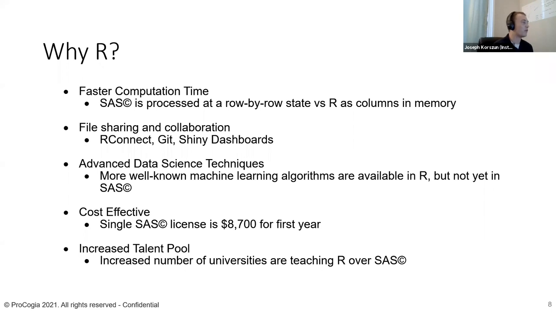And then the fourth bullet point, right? It's cost-effective to have an open source software, right? So just a single base license for SAS, this may be an old estimate, was about $8,700 for the first year. And that goes down with time. However, it's still an additional cost, and that's only for a single user license, right? So it does add up, right? And you could have some very powerful servers set up for an open source system for that kind of cost, for one user at least. And then again, there's the increased talent pool. So a little bit about my background, I've gone through a few degrees here, and I continuously see the evolution of more open source teachings as opposed to the SAS-based teachings, right?